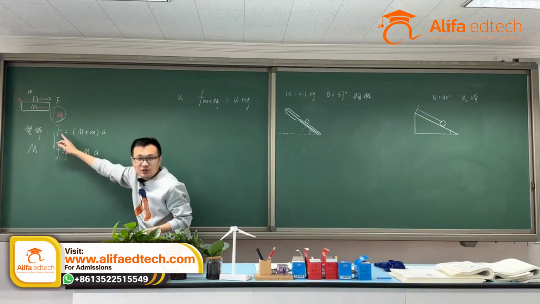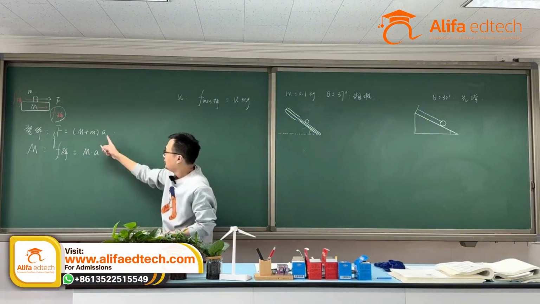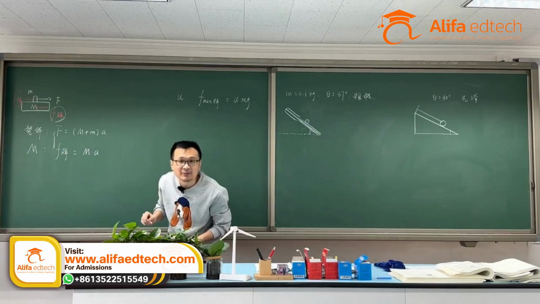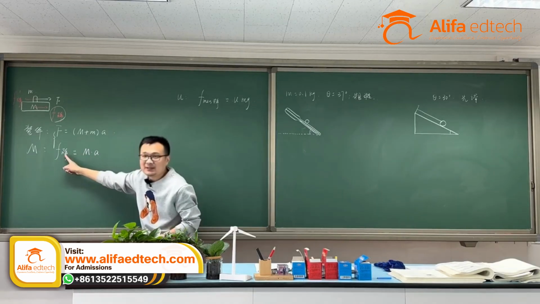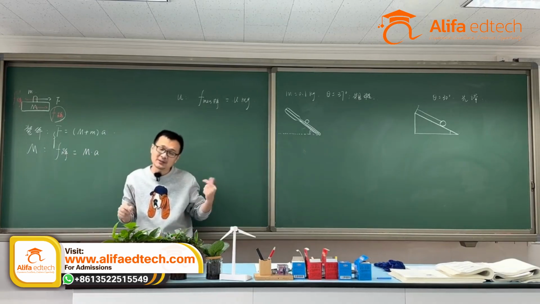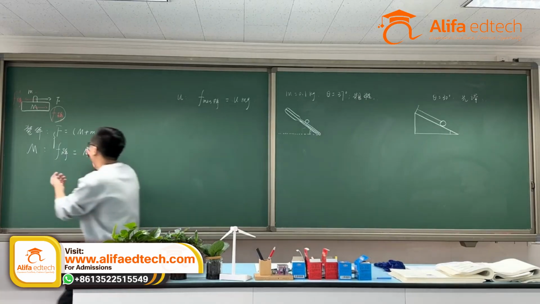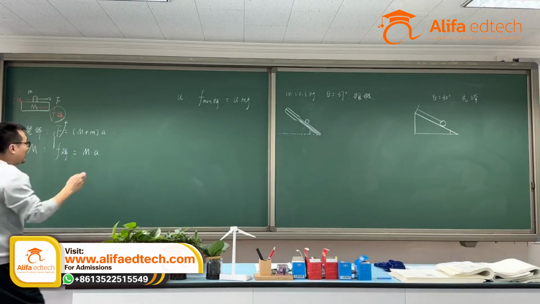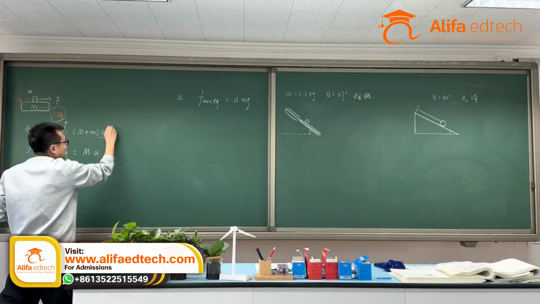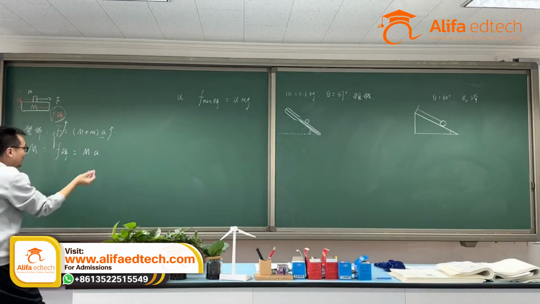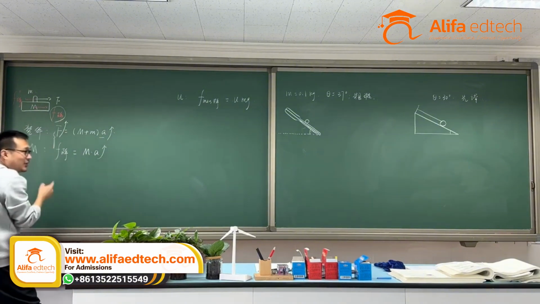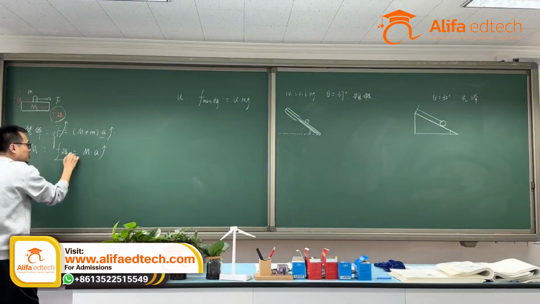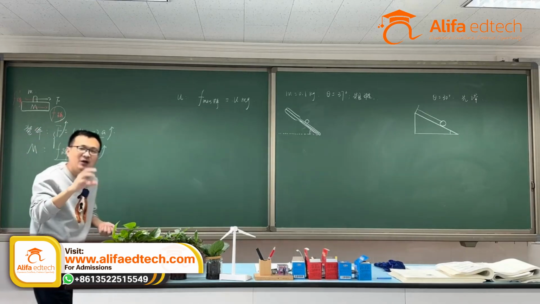When F is very small, then this a is also very small, right? So if a is small, my static friction is also small. No problem, the static friction can be that small. But as F increases, then their overall acceleration will also increase. Then the acceleration of the large M will also increase. So the static friction required by the large M will also become larger and larger.